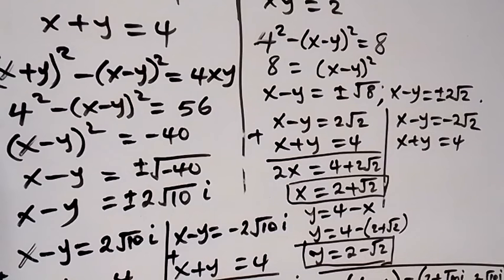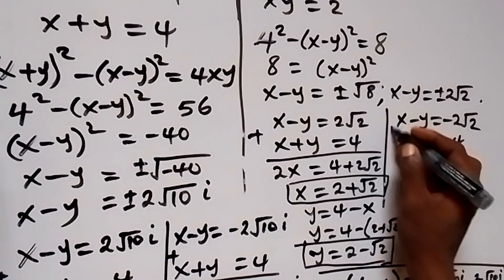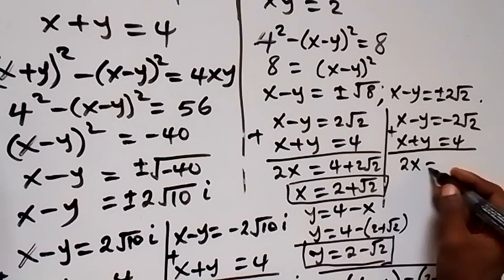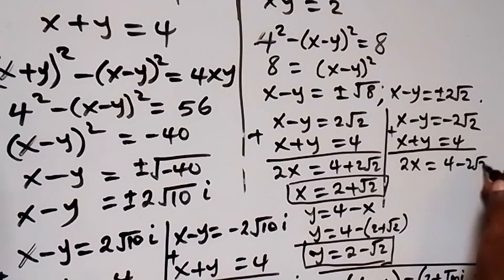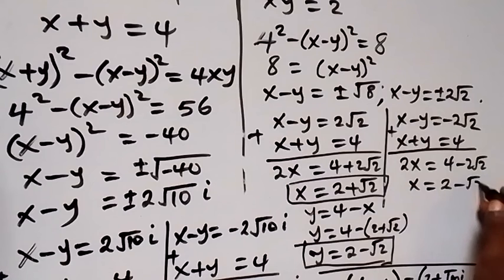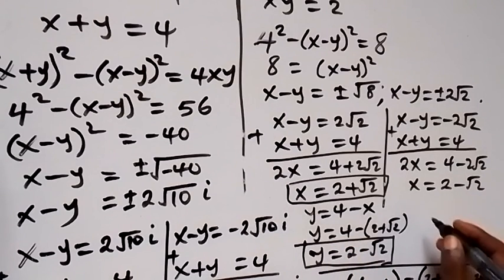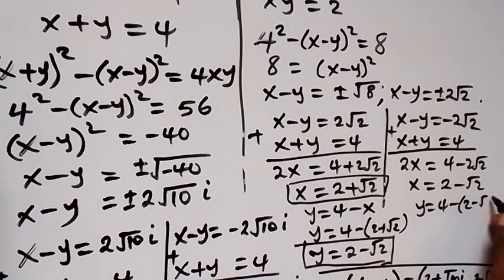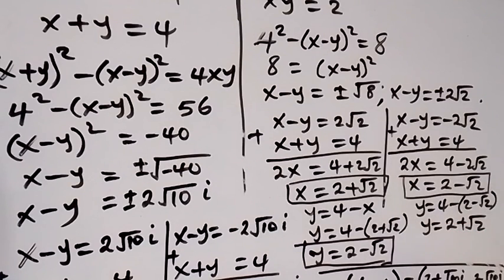So now, also from here, let's add these two equations. Then here we have 2x, y has gone. Then we have 4 minus 2 root 2. So also divide through by 2. So x equals 2 minus root 2. Then also from y equals 4 minus x, you can say y equals 4 minus (2 minus root 2). And here y now equals 4 minus 2, that's 2, then minus, minus, plus root 2. So for this case, x equals 2 minus root 2, and y equals 2 plus root 2.